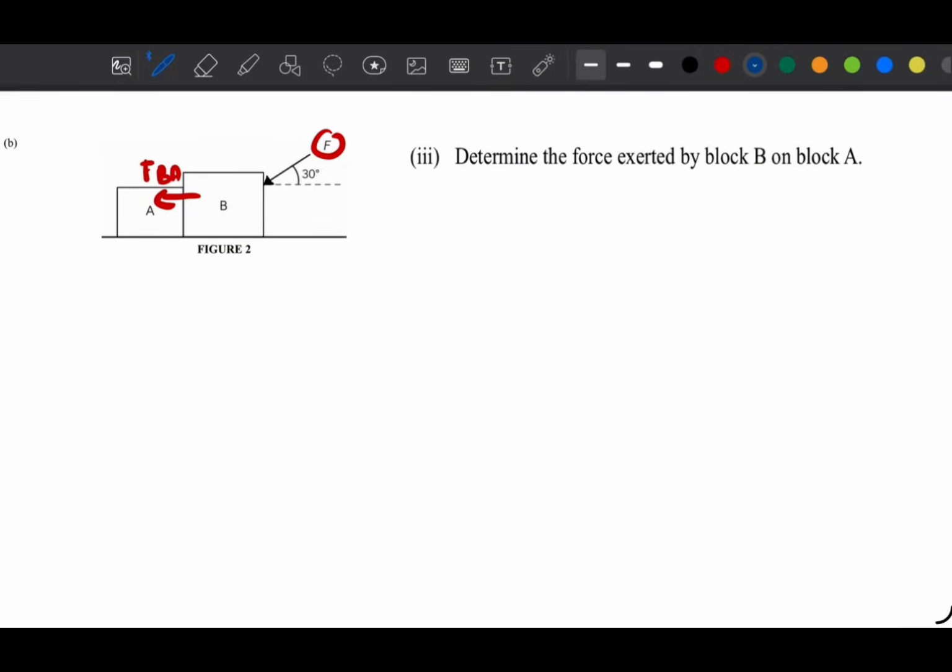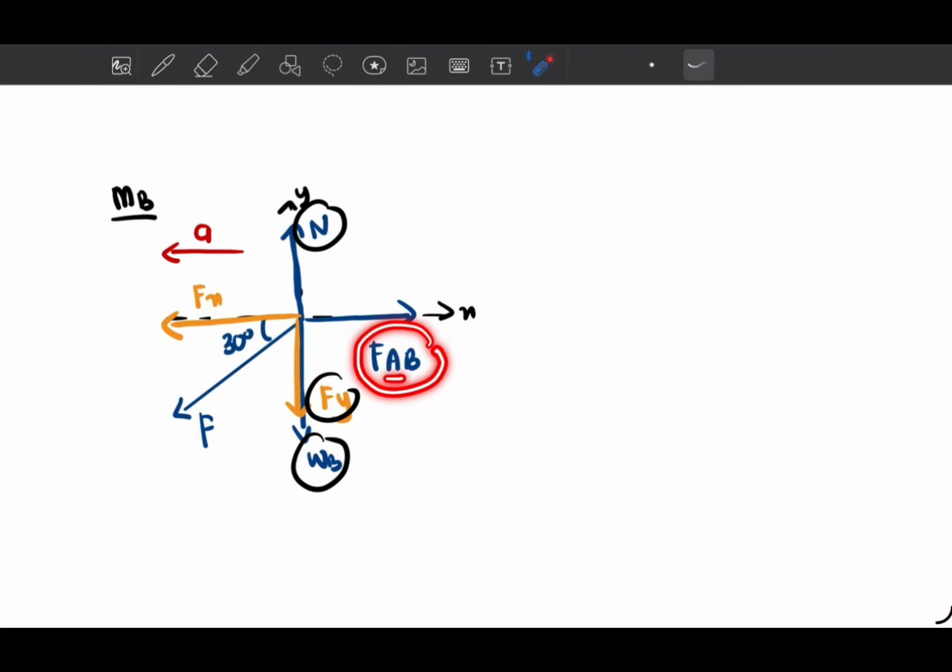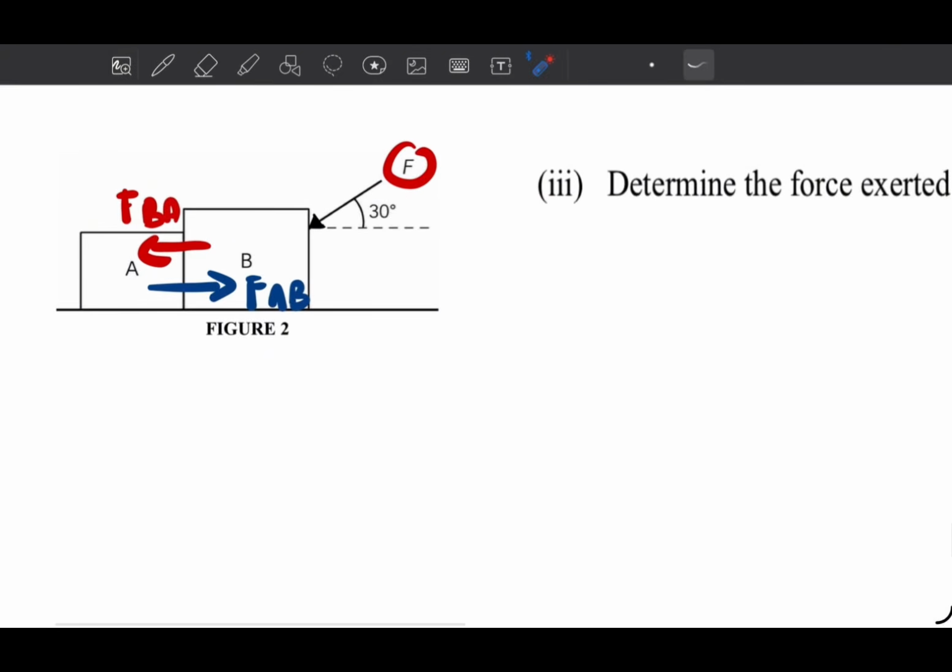At the same time, block A is pushing B backward. This is the force A on B. So according to our free body diagram for object B, we have identified this force. This was the force by block A acting on block B. Now the question is asking for this force here, the first force, which is on A.